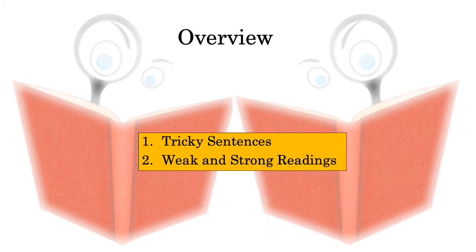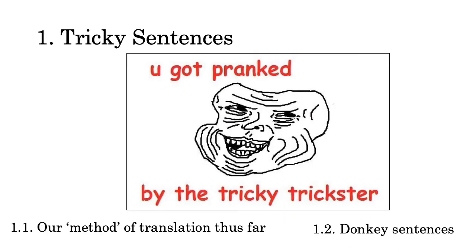Today we'll cover two topics. First, we'll look at what I call tricky sentences. These are sentences that are not easily translated using some of the techniques that we've talked about thus far. Second, I'll point to an ambiguity in English that's made explicit once you formalize this stuff, what are called weak and strong readings. Let's begin with tricky sentences.